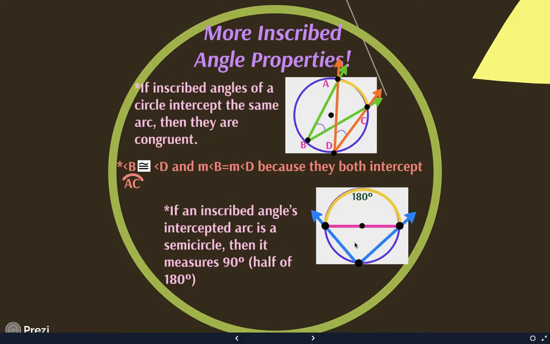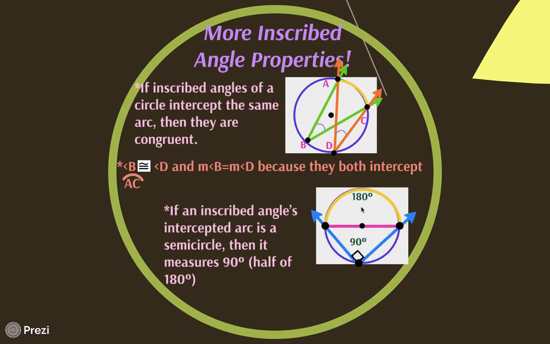So if we have an inscribed angle whose intercepted arc is a semicircle, what do you do to the intercepted arc to get the measure of the inscribed angle? You halve it. So what's half of 180? It is 90 degrees, which means if an inscribed angle intercepts a semicircle, it has to be 90 degrees.